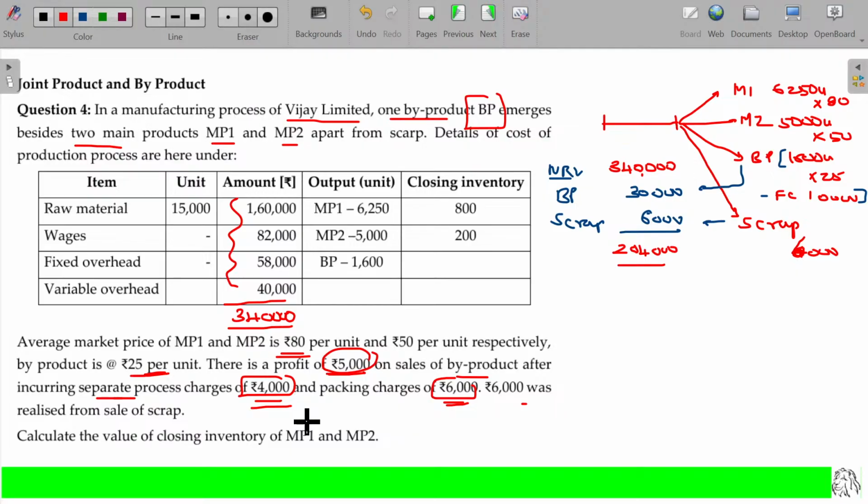This 2 lakhs 4,000 is the cost for M1 and M2. Can be segregated to M1 and M2 using their either output units or value. So I assume I'm going to share this using the value. In case of value, what happens? M1 6,250 into 80. What's the sales value? 5 lakhs. For this 5,000 into 50, 2.5 lakhs. So this 2 lakhs 4,000 will be shared in the ratio of 2:1.